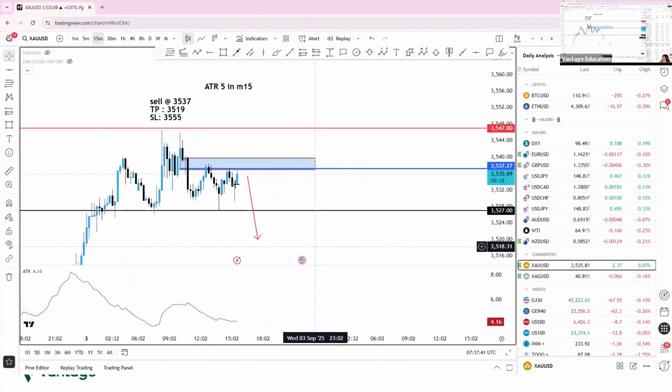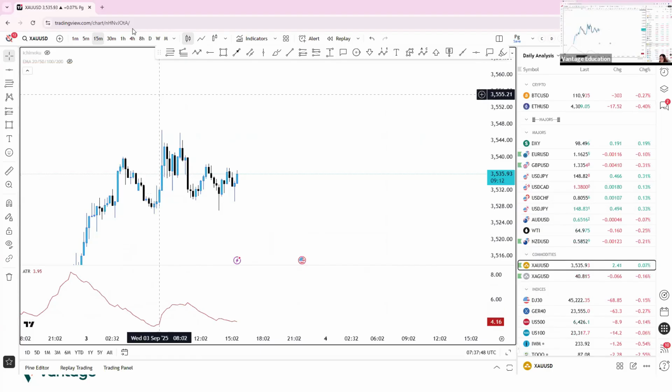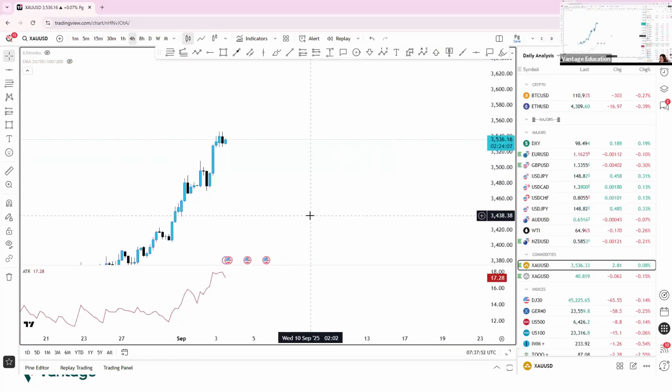Just now, price was falling, now it goes back up again, so I'm not going to use this. What do you think about gold?